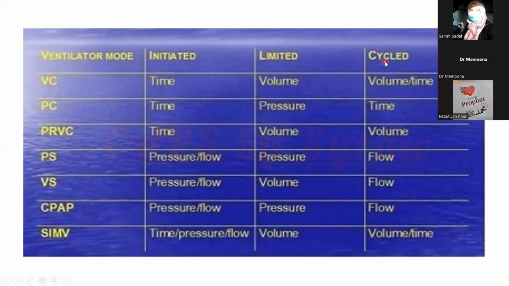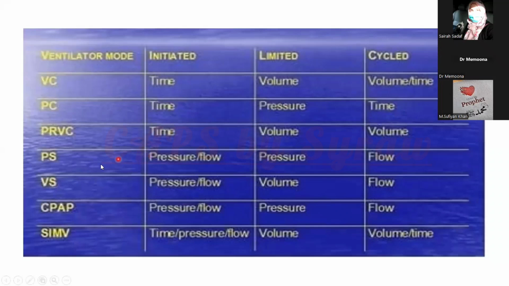And how does the ventilator know when to stop the inspiration and start expiration? In the volume control modes like VC and PRVC, it will be the volume that is achieved, and then the ventilator will cycle into the expiratory phase. However, in pressure control mode, the vent is given a certain time. If you remember, we will set an I time, which is the inspiratory time. So the pressure will be maintained in the patient's airway by the ventilator for that certain amount of time. And when that time limit is reached, the ventilator will automatically cycle into the expiratory phase.